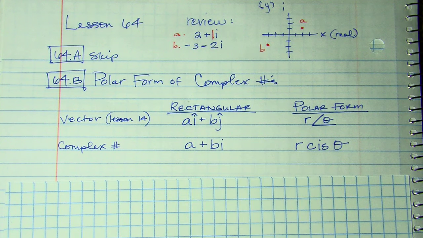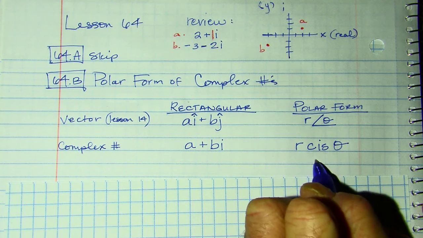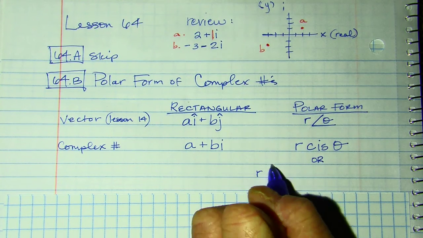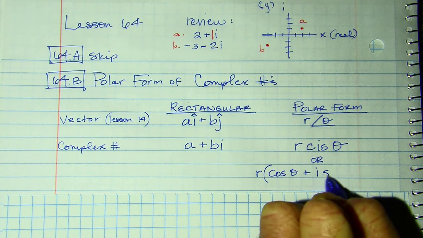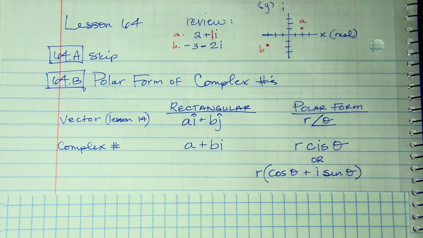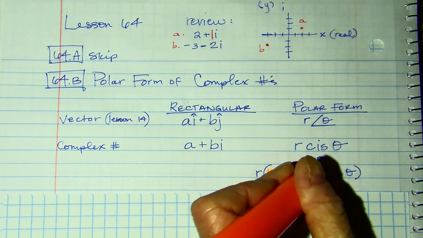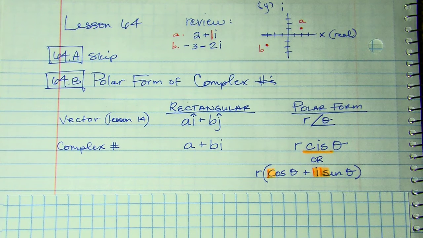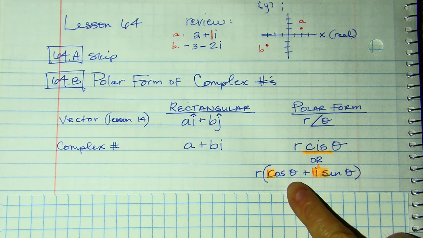Now let me go over what cis is. So this can also be written as r times the cosine of theta plus i times the sine of theta. And I want to show you where they're getting cis from. It's an abbreviation for cosine, i, sine. So that is where they're getting these 3 letters. So this first form is just the abbreviation of the below form.